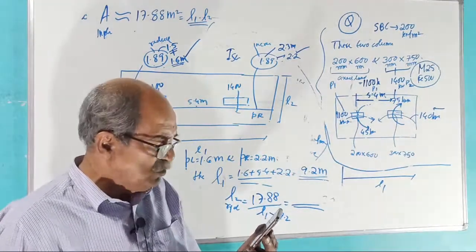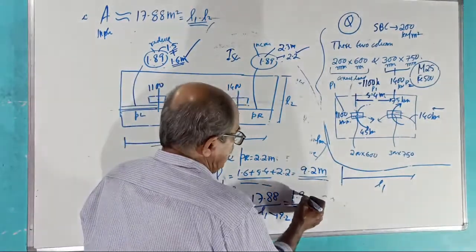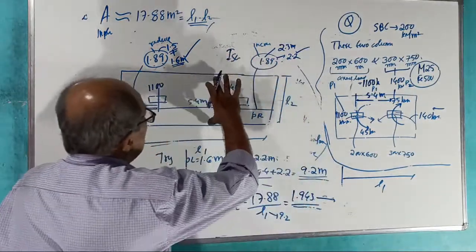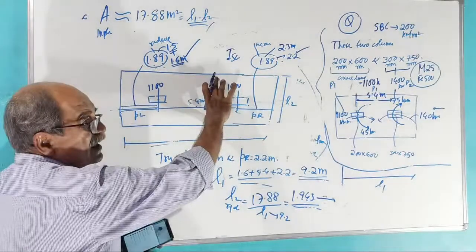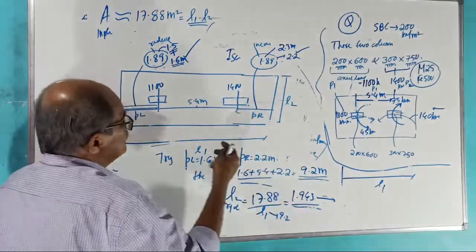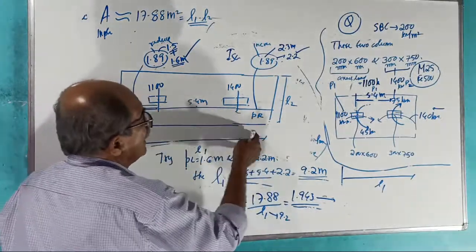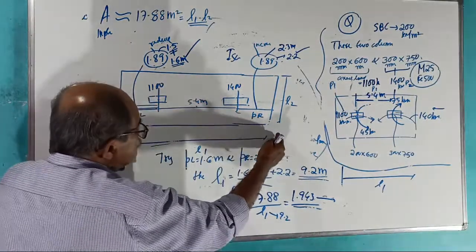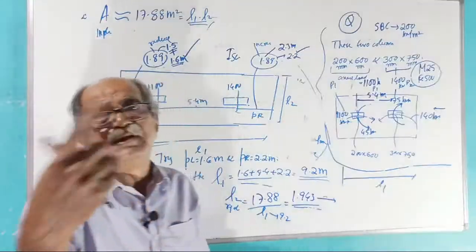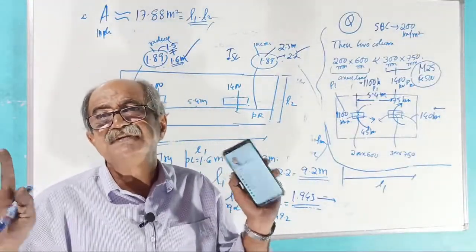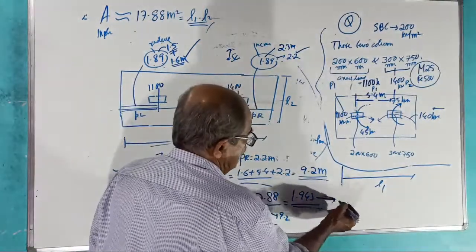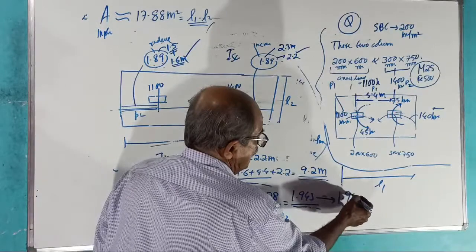17.88 by 9.2 is 1.943 meter. Okay, round off. 1.943 should be available there. Suppose a little more is available, no problem. Later, practically, suppose some problem comes for bending here, you can do one thing: reduce the length slightly, later increase the width. All that I will tell you in the ETABS and SAFE class, how to adjust the dimensions. Okay, start. 1.943, I will take 1.95 meter.